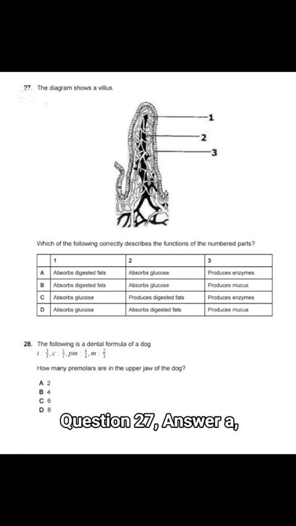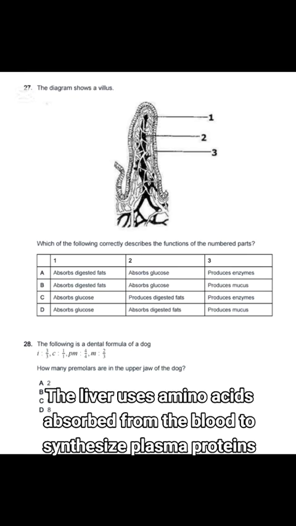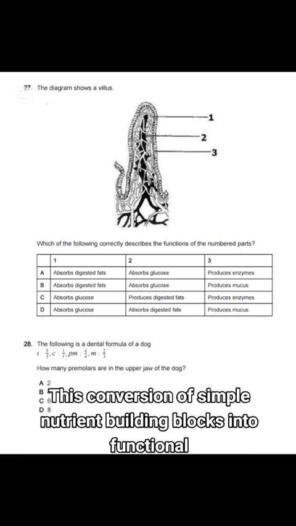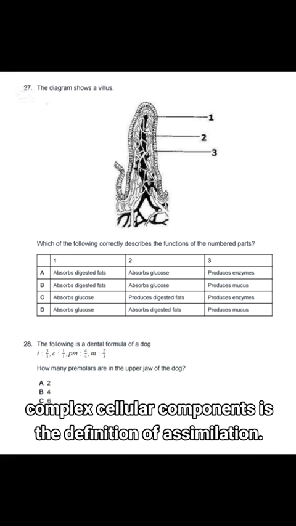Question 27. Answer: A. Assimilation. Explanation: the liver uses amino acids absorbed from the blood to synthesize plasma proteins like fibrinogen, prothrombin, and albumin. This conversion of simple nutrient building blocks into functional, complex cellular components is the definition of assimilation.